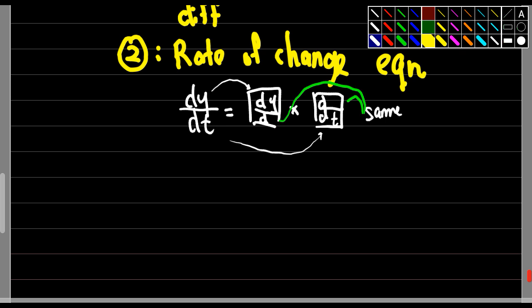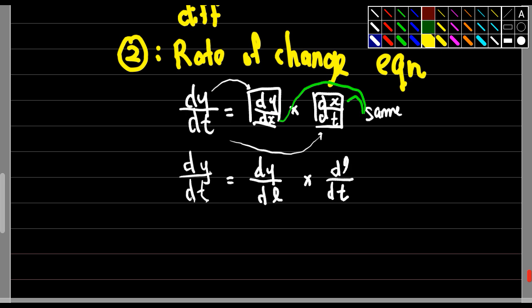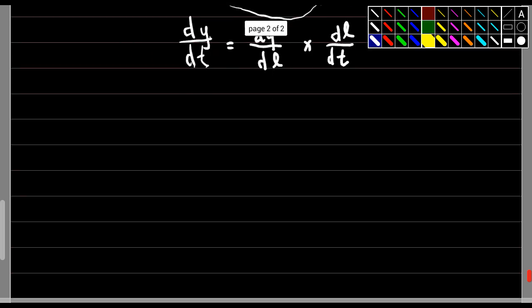So usually in this case we start with x. But must it be x? Not necessarily. So I give you more examples. Let's say I have dy over dt. Again same thing here, it must be dy over something times something over dt, right? So what must something be other than dx? Can it be dl? Then here must be what? dl.